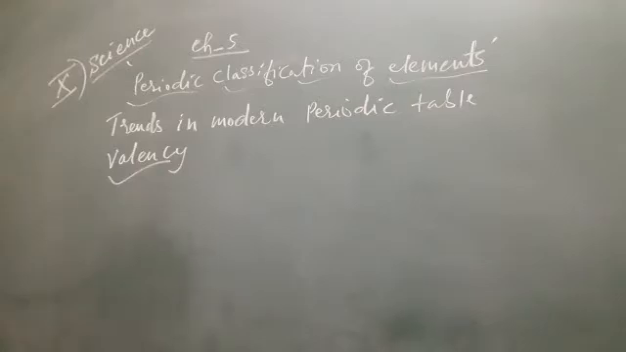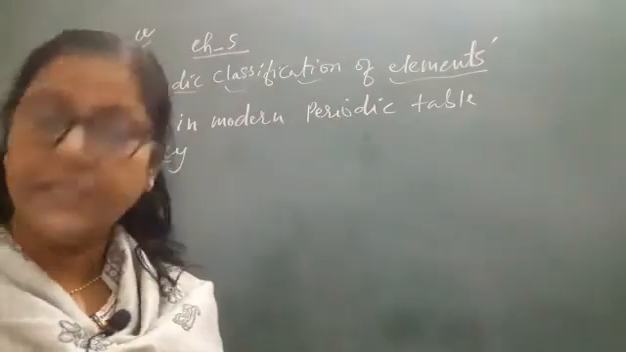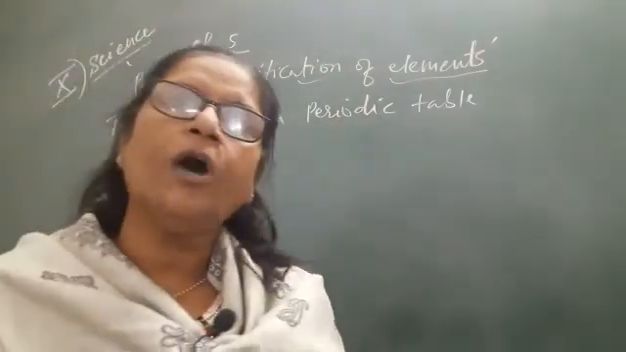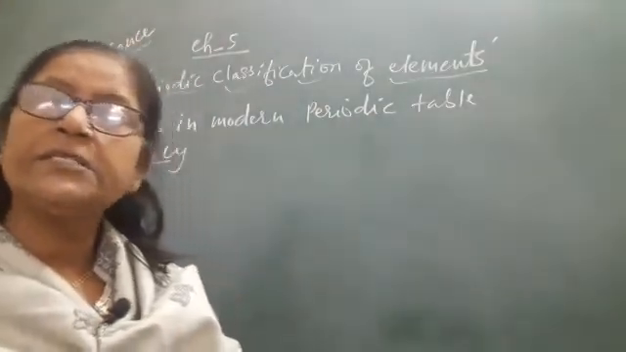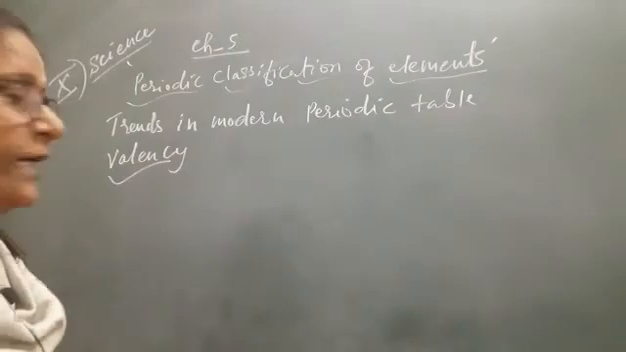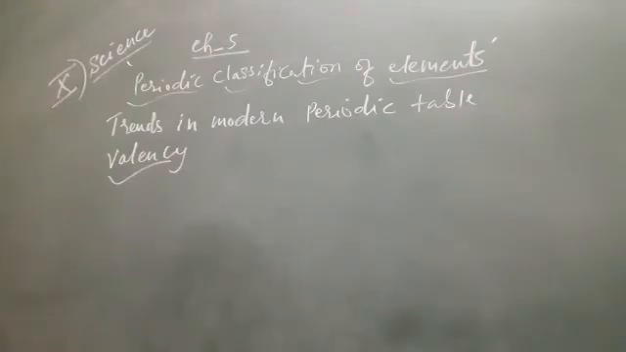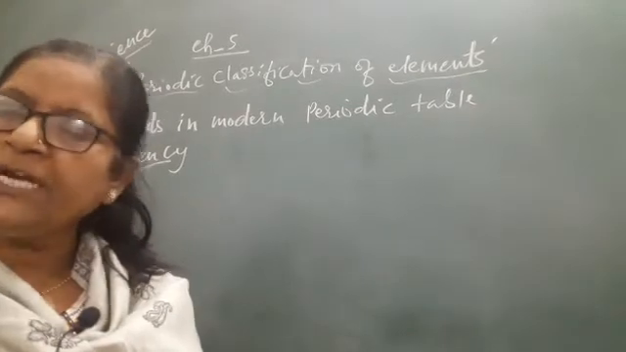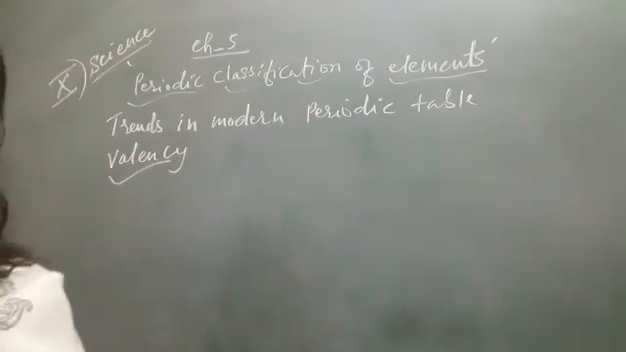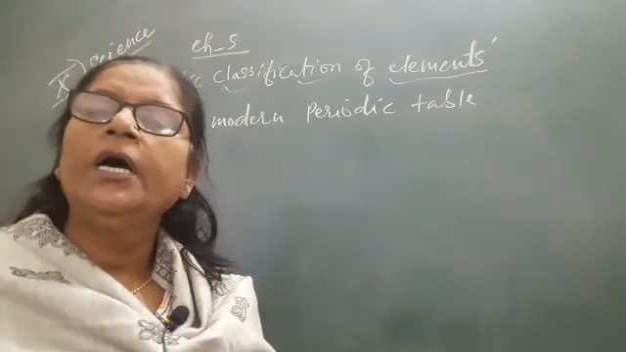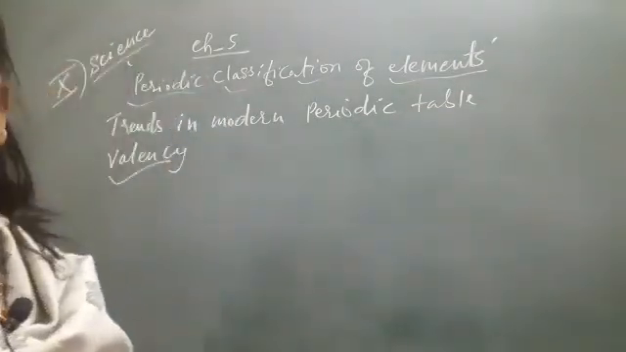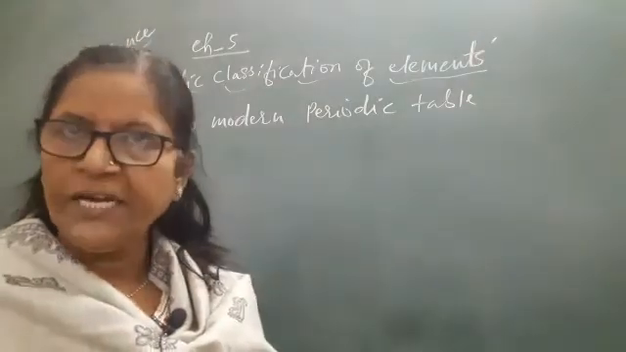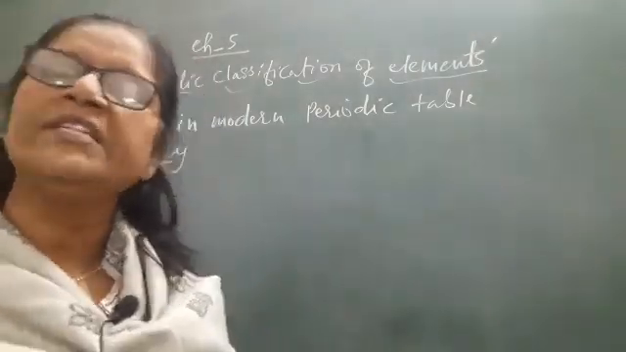Now you know that the valency of an element is determined by the number of valence electrons present in the outermost shell of the atom. Outermost shell means the last orbit, right? That is called valence electrons. If there are 1 electron, 2 electrons, 3 electrons in the outermost orbit, that is called the valency of the atom. Suppose there is 1 electron, that valency is 1. If 2 electrons, valency is 2. If 3 electrons in the outermost orbit, its valency is 3.